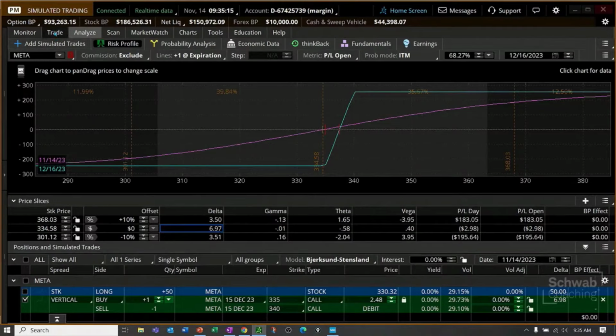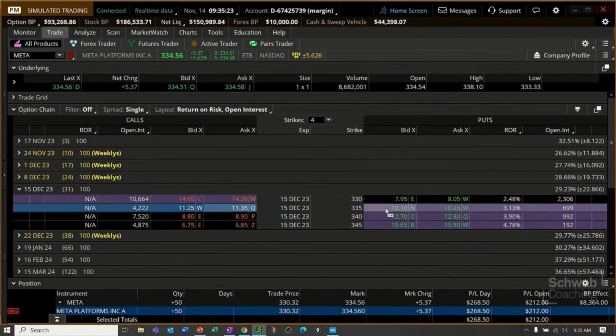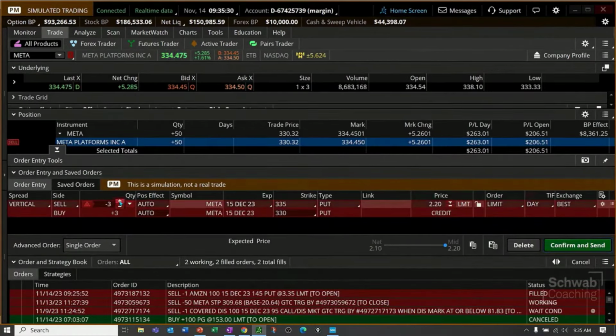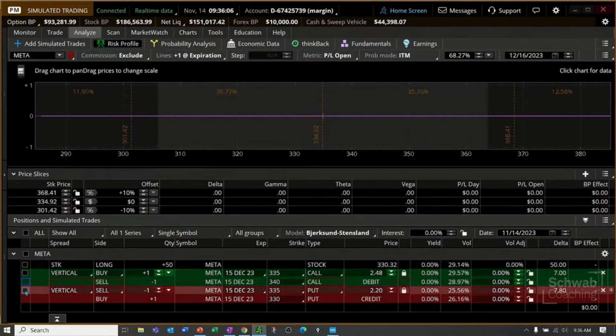But what about a short put vertical, which is what we're going to choose? I'm going to pick pretty much the exact same strike: sell the 335, buy the 330. Let's see what it does. One contract apiece so we can compare apples to apples, you're now going to see a 215 max profit, 285 max loss. Let's look at the difference. We already saw the long call vertical delta and the Greeks. Let's now isolate just the short put vertical.